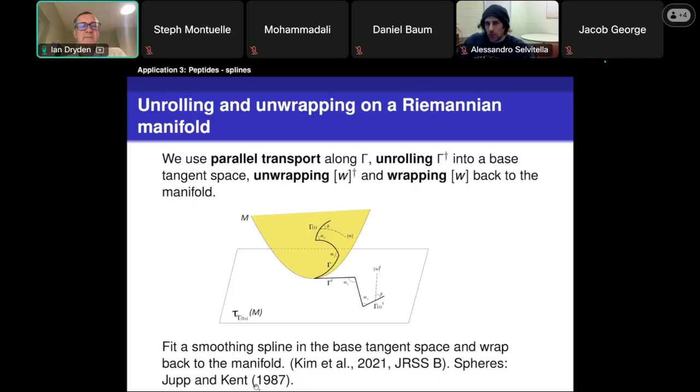So this was a very clever method of Jupp and Kent from 1987, and we've just adapted it a bit to the spheres here. But the difference here is that you don't just have to have one path through the space. You can have really quite dramatic changes in your objects, whatever you're studying, and then put them all in this tangent space, fit using the standard splines or regression models, whatever it is, and then map it back. So it's quite a broad and general approach.